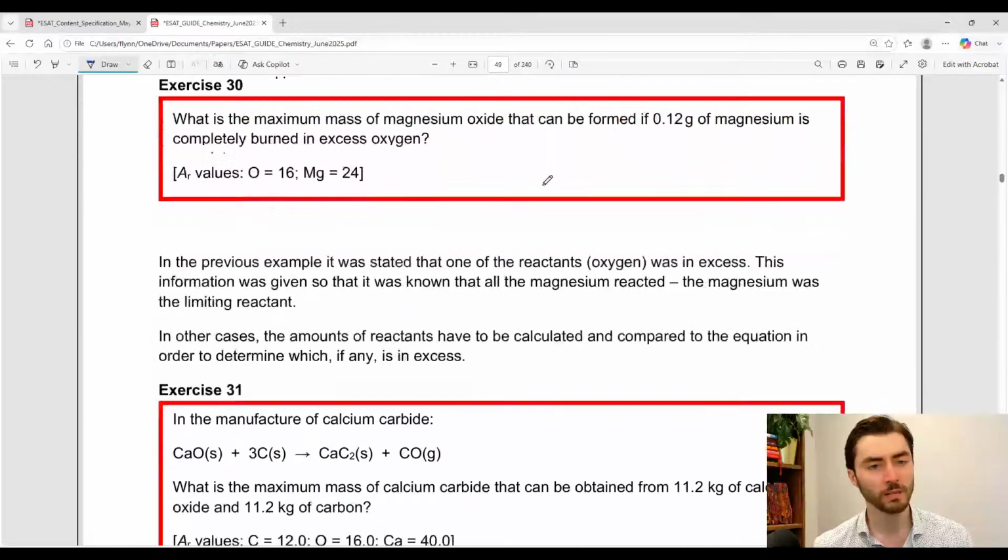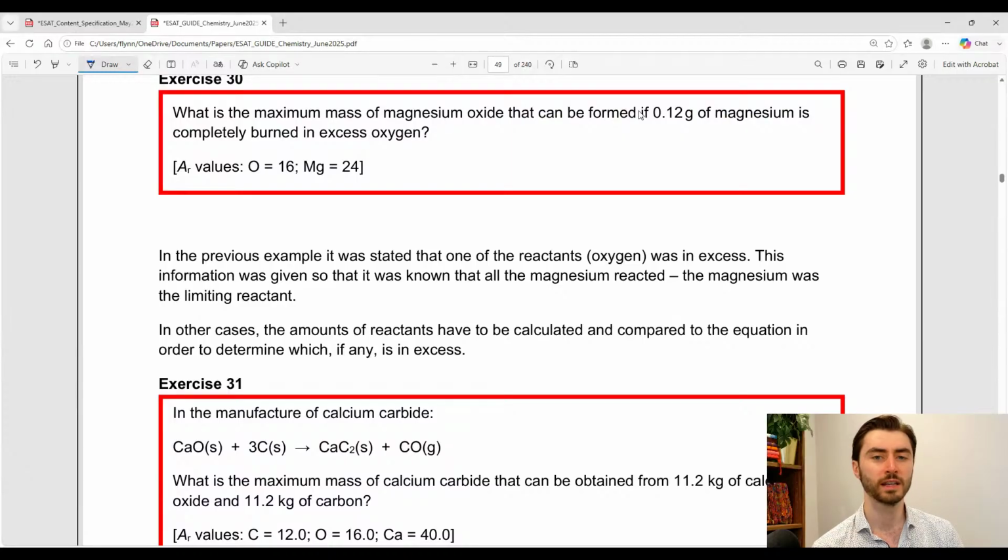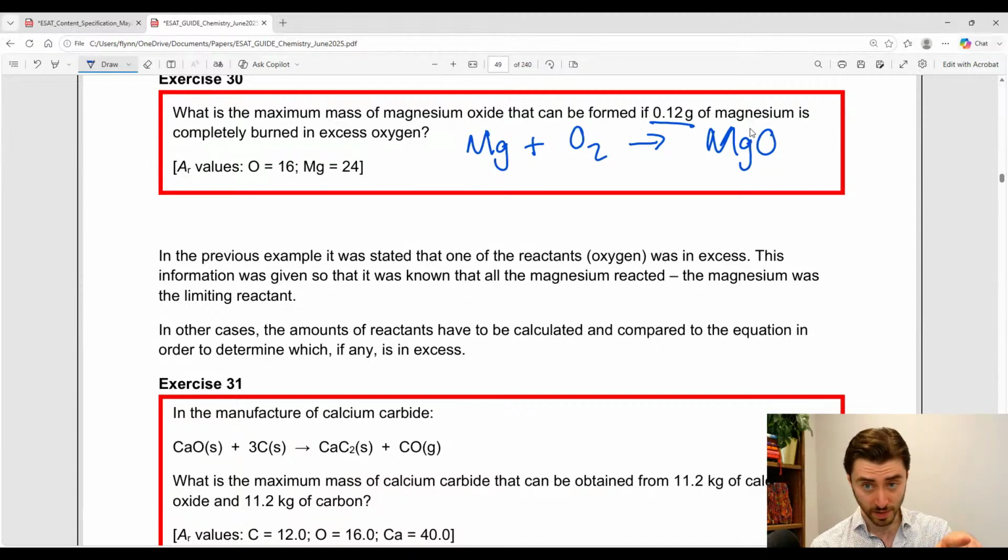So here, what's the maximum mass of magnesium oxide that can be formed from this? So first thing we always need is a complete equation. So magnesium exists as Mg, oxygen is O2. I know that in magnesium oxide, Mg is 2 plus, O is 2 minus. Those are balanced when we have 1 magnesium 2 plus for every 1 O 2 minus. So in order to balance this, we need 2 on there and 2 on there.